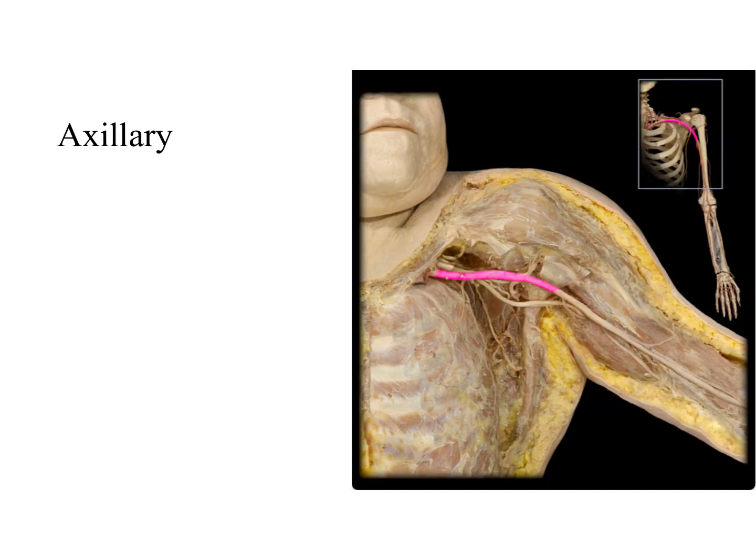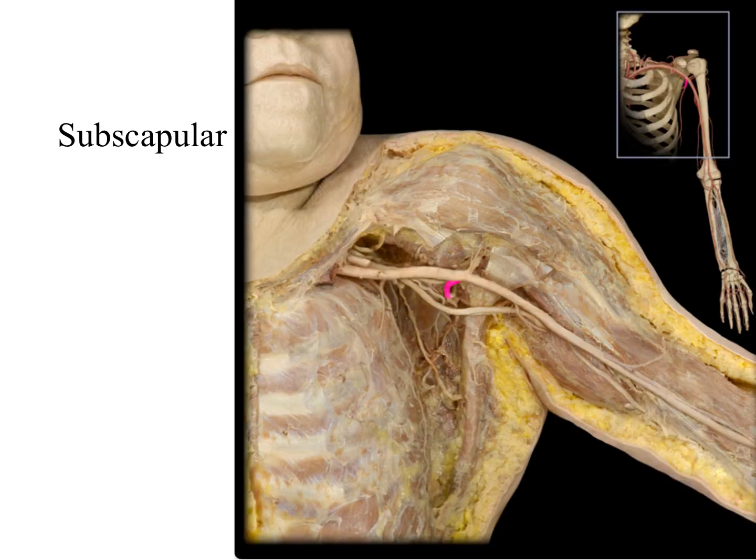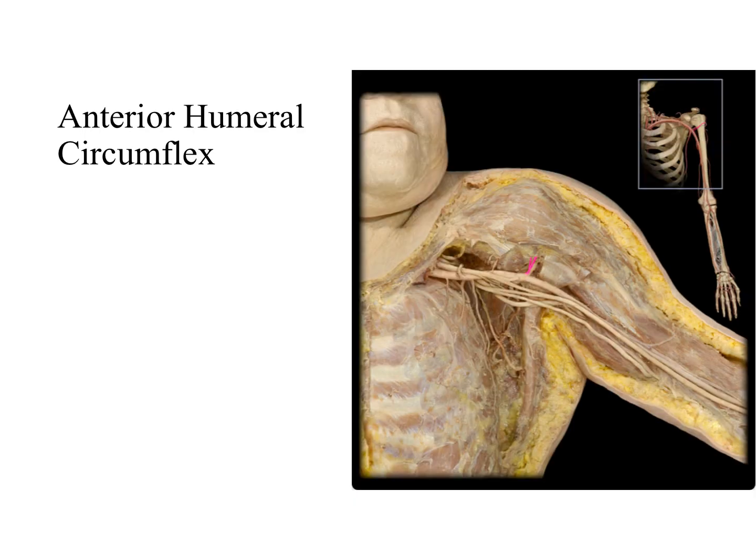So here we see the axillary artery. Here is the subscapular artery coming off of the third part of the axillary artery. Here is the anterior humeral circumflex artery coming off the opposite side of the third part of the axillary artery. In the picture in the upper right, we can see that anterior humeral circumflex will supply the anterior neck of the humerus. And here's the posterior humeral circumflex artery that originates very close to that anterior humeral circumflex artery.